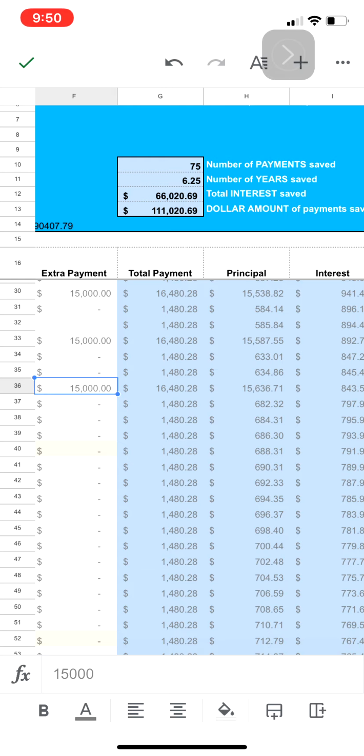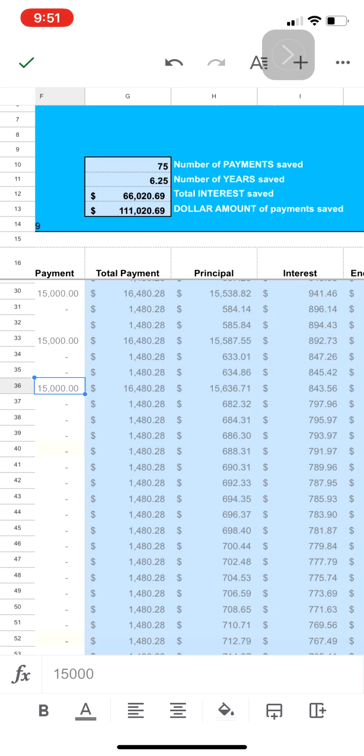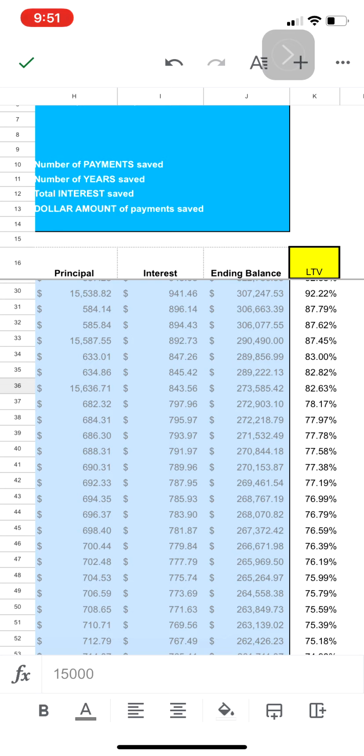I saved $66,020.69 in interest, just by putting in an extra $44,000. The dollar amount that I saved in payments is $111,020.69. Now you tell me if that's not powerful. And I get to 20% equity so fast.